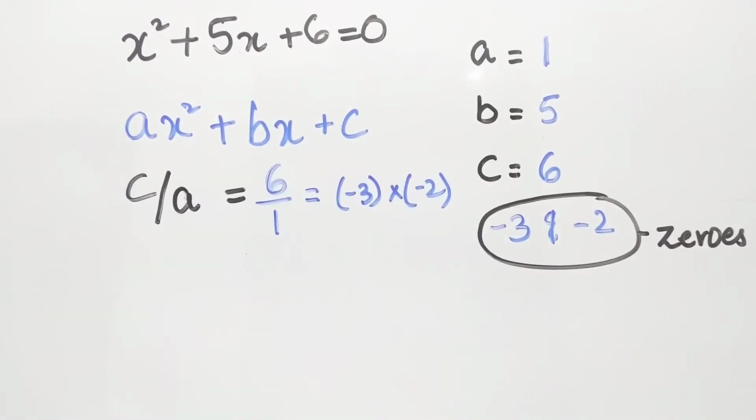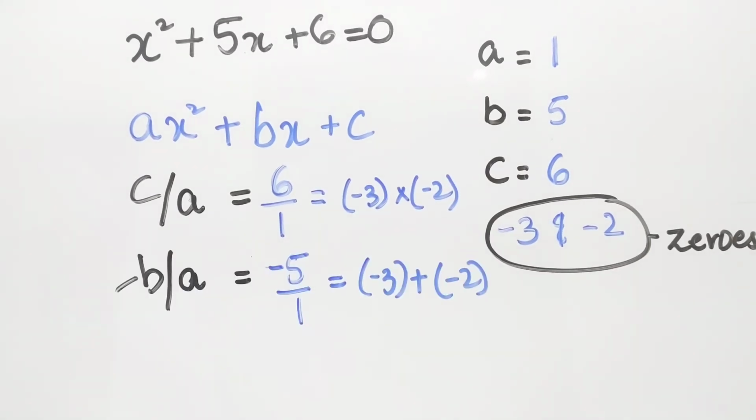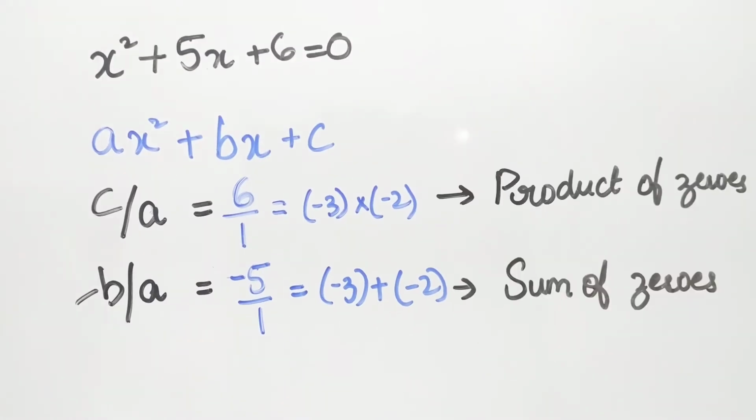You see clearly that c by a is nothing but minus 3 into minus 2, correct? And minus b by a is going to be minus 5 by 1, which is nothing but minus 3 plus minus 2. What do you see here? Do you observe any kind of relationship? What we see is that the product of zeros is c by a and the sum of zeros is minus b by a.